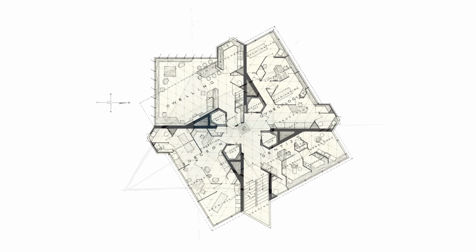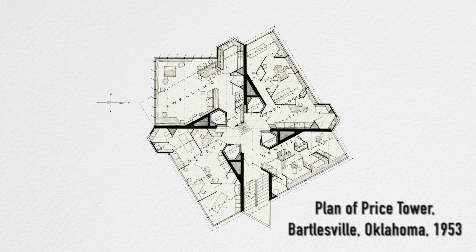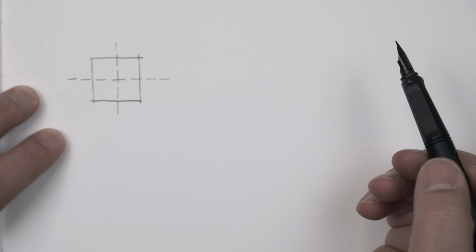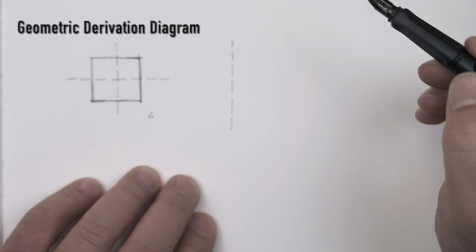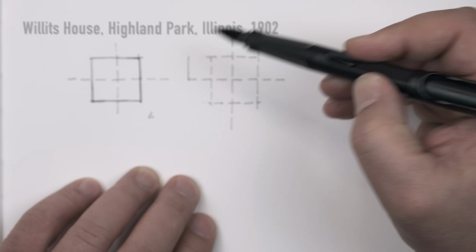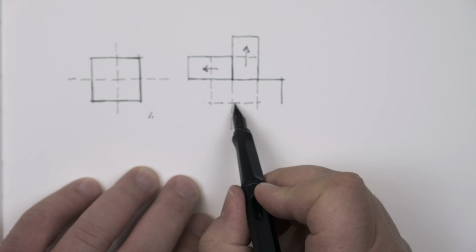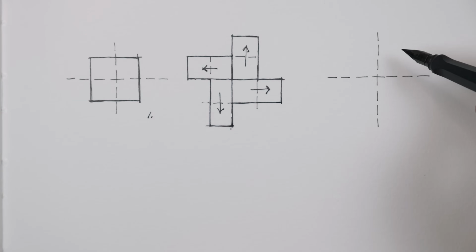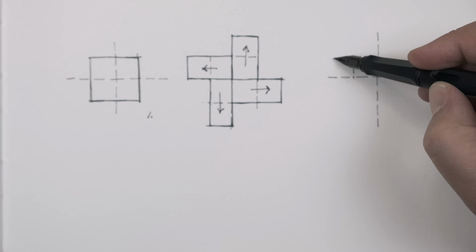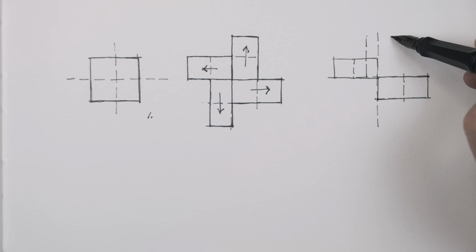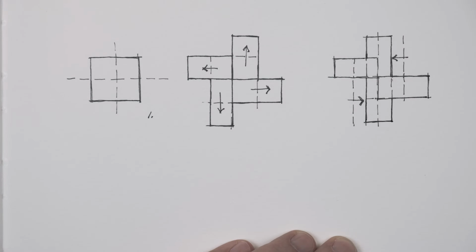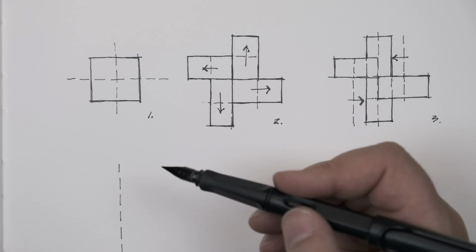This is a diagram of Price Tower in Bartlesville, Oklahoma, from 1953. Here is a geometric derivation diagram of the Willits house in Highland Park, Illinois, from 1902. One technique Frank Lloyd Wright was particularly fond of was the pinwheel, where he would take a geometric form and have it rotate around a center, creating a pinwheel-like effect. Then, once the pinwheel was created, he would move and manipulate the different forms from the pinwheel. This is done by rotating a form around a center.